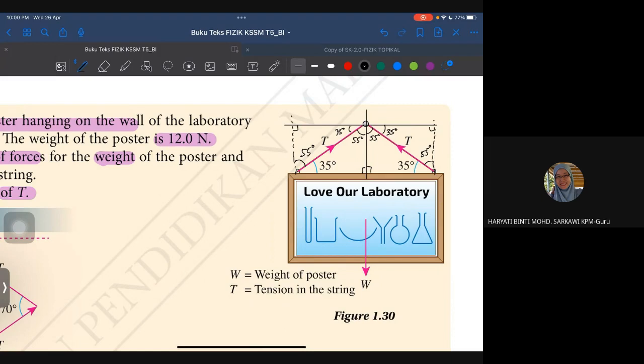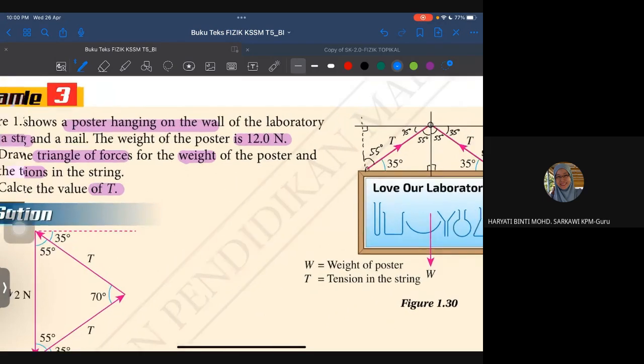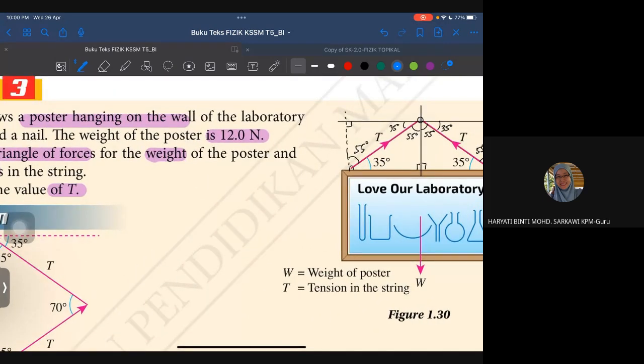So W downward, 12 cm. So set your scale. Let's say 1 cm equals 2 Newton. The scale is up to you as long as the diagram can fit your paper, can fit the space given. If the question gives you a scale, then you follow the scale. If the scale is not given, you decide yourself. As long as the diagram can fit the paper, that will be okay.